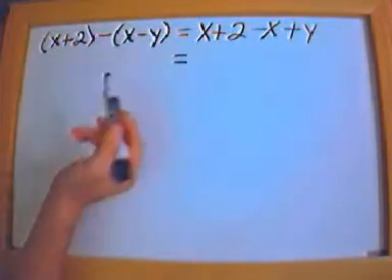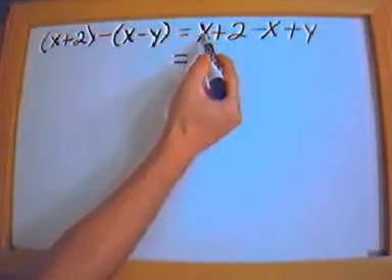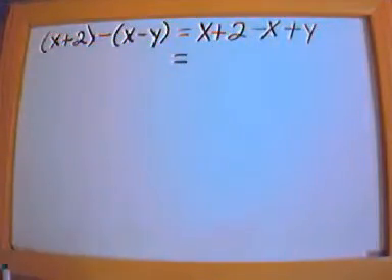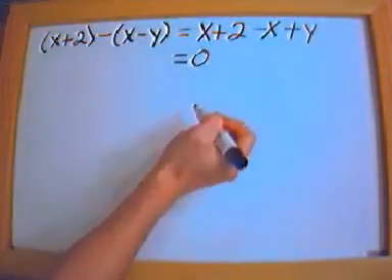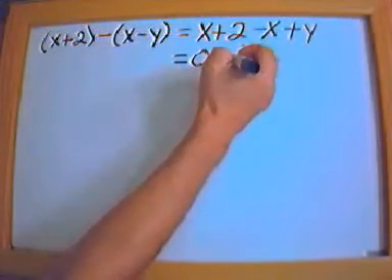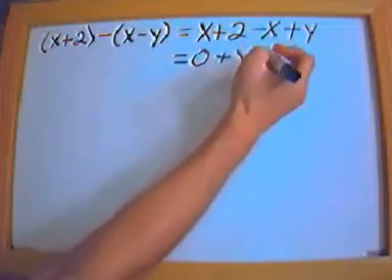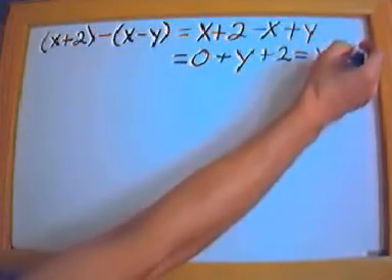Once you have this written down, it's easy, because you just look for like terms. Well, I have an x minus x. I mean, anything minus itself is 0, like 2 minus 2 is 0. x minus x is 0. So there's going to be a big fat 0 there. And then I just have a y, so I've got plus y, and then I've got a plus 2. So the answer is y plus 2.